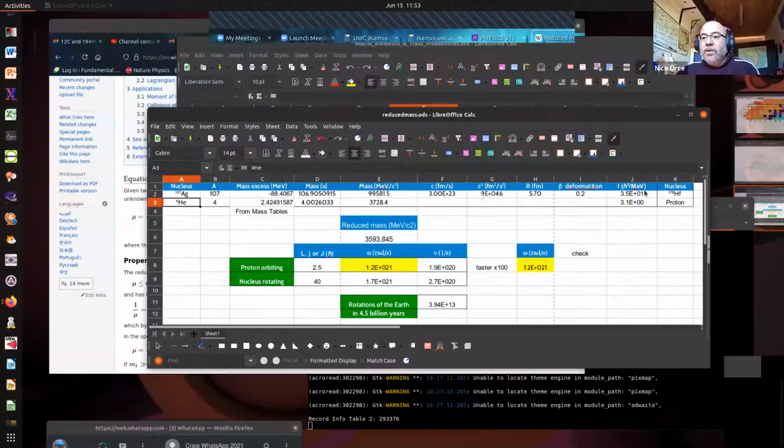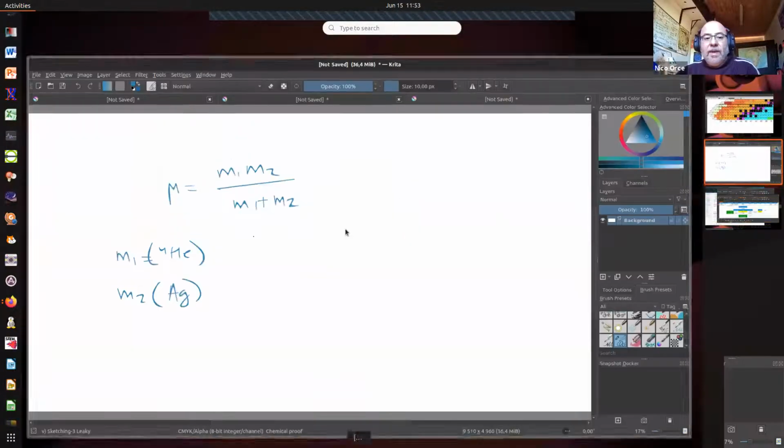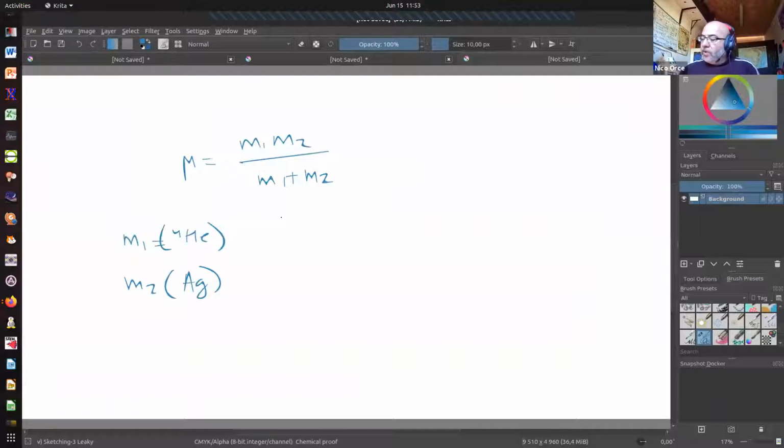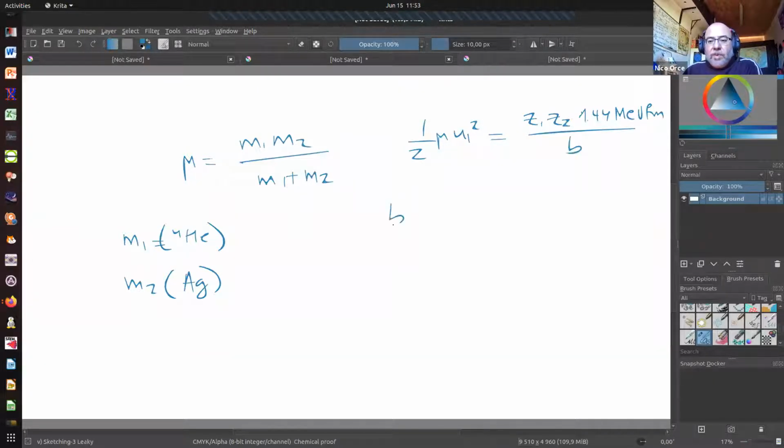I want you guys to go here and select. So we have 1/2 of mu U1 squared equal, as we say, Z1 Z2 e squared, which is 1.44 MeV Fermi, e squared by 4 pi epsilon naught, divided by B. So B has to be given in Fermi. Let's see whether it's true or not.